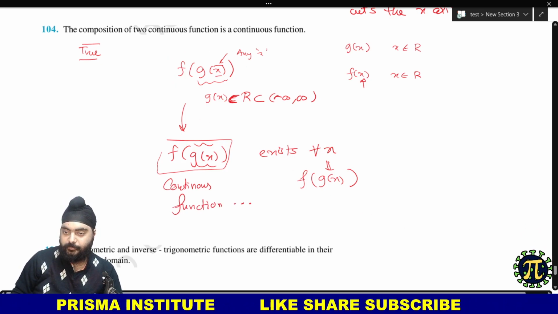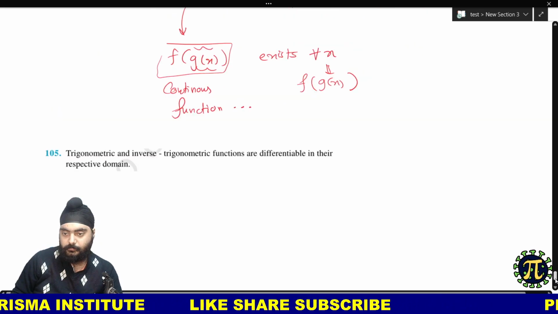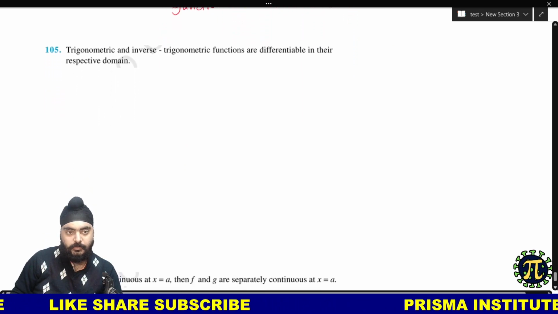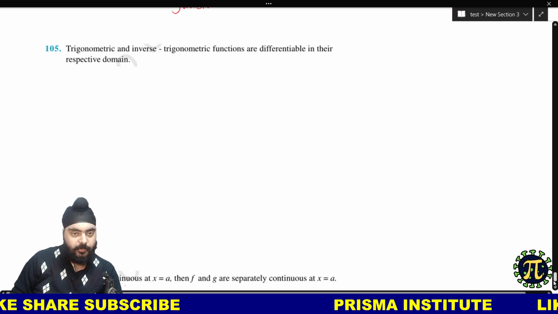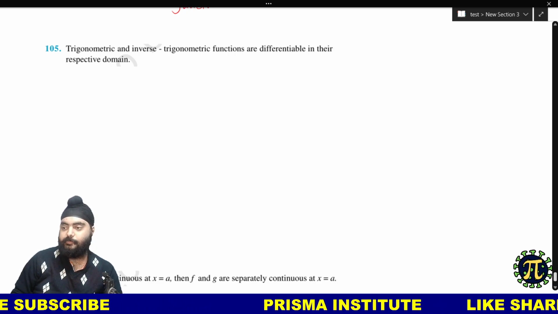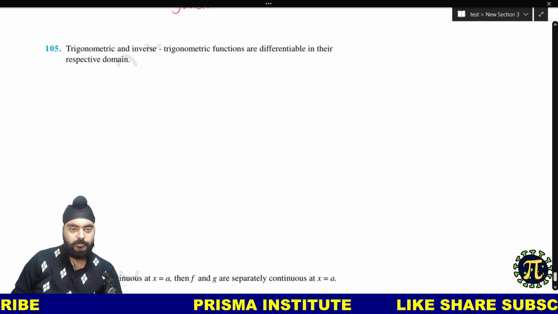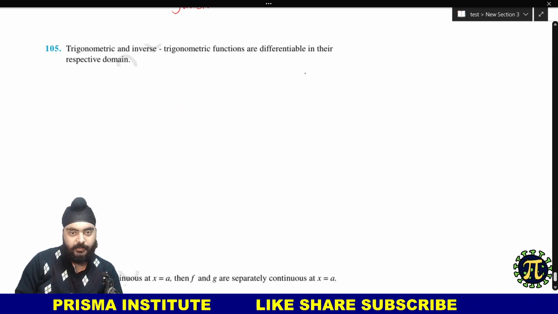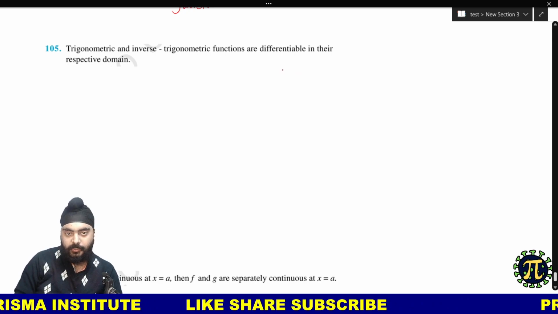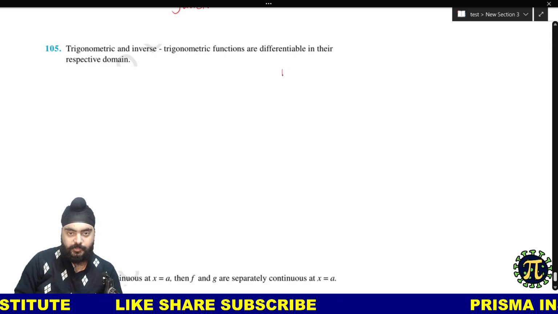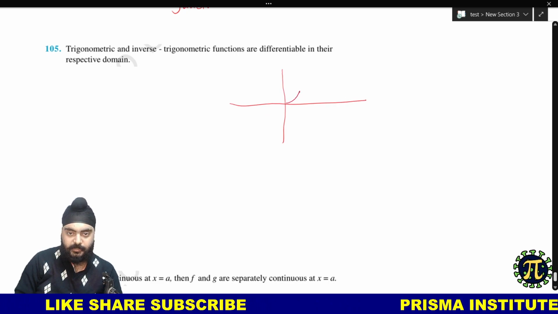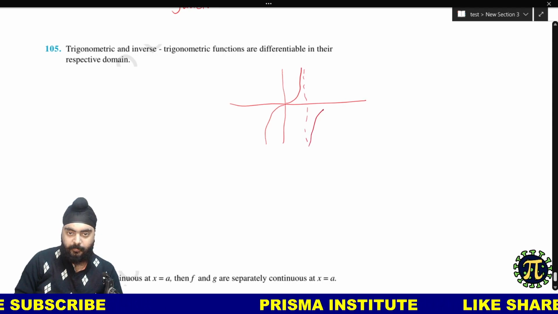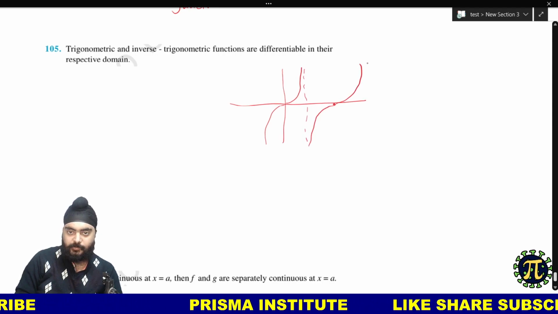So let's move to 105th question. ये बोल रहा है trigonometric and inverse trigonometric functions are differentiable in their respective domain. So is this statement true or false? If you think carefully, अगर आप बोलो कि नहीं भाई tan x differentiable नहीं होता at pi by 2, ऐसा कुछ, right? Because if you remember tan x का graph कैसा होता है, it goes to plus infinity at pi by 2, right? And second quadrant में tan negative होता है and pi पे फिर 0 होता है and then it goes like this.